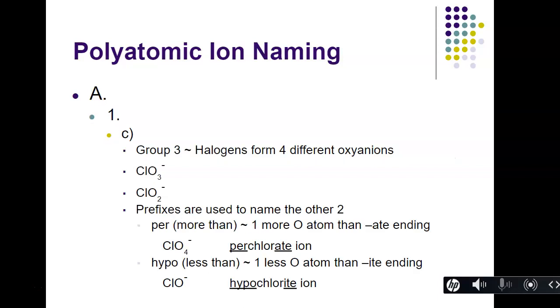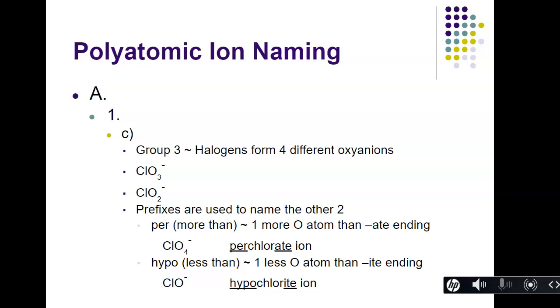Okay? We also have this very interesting thing that only your halogens can do. So if we look at these examples, ClO3 with a -1 charge is chlorate. We've named it. ClO2 with a -1 charge is chlorite. We've also named that. But our halogens can actually make two additional polyatomic ions.